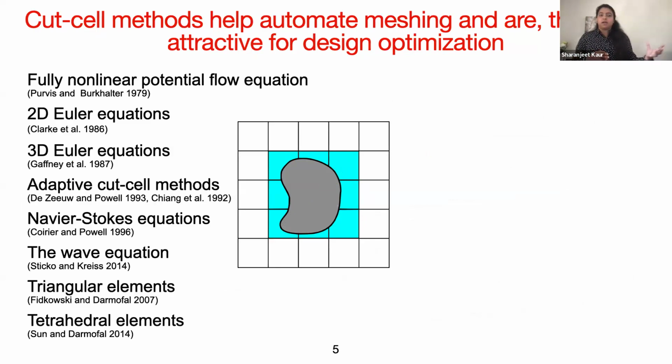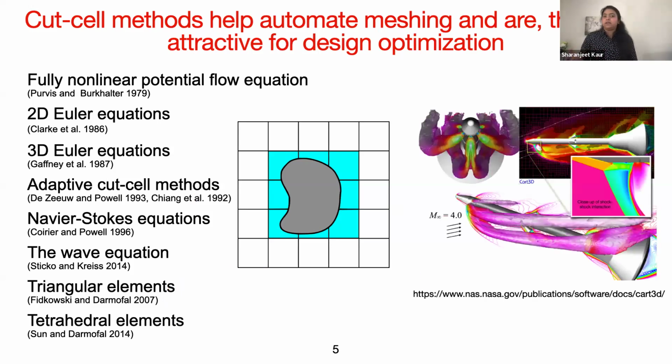Cut cell methods have been used for the last 40 years to solve different flow equations from Euler to Navier-Stokes. Although most of them use quad or Cartesian mesh elements, they have been developed to use triangular or tetrahedral elements. Further, there are some commercial codes that use cut cell methods, for example, Cart3D by NASA. It is a very good software that has been used to solve different flow physics problems.